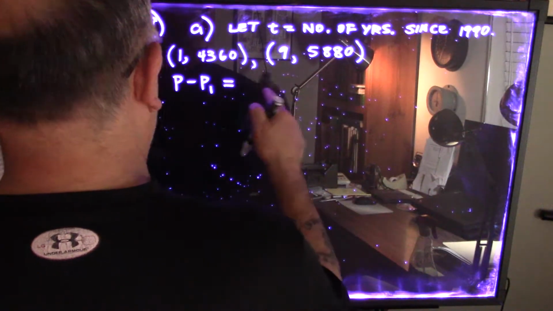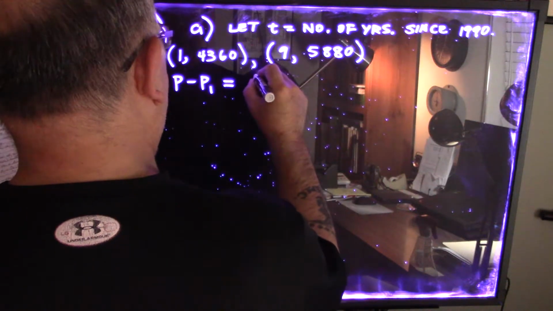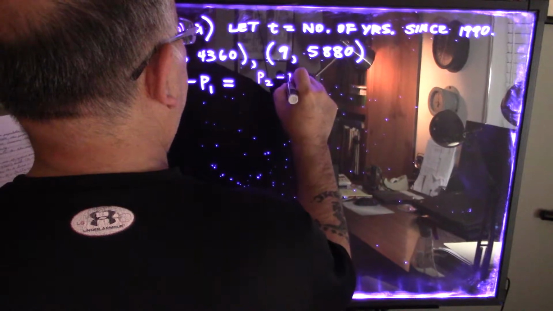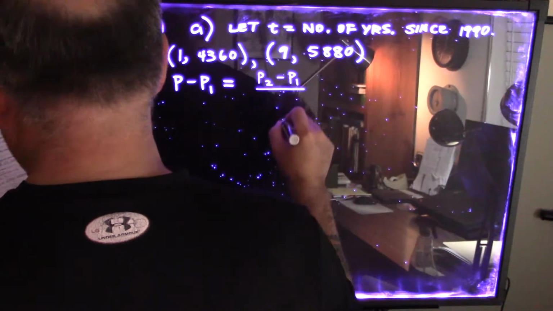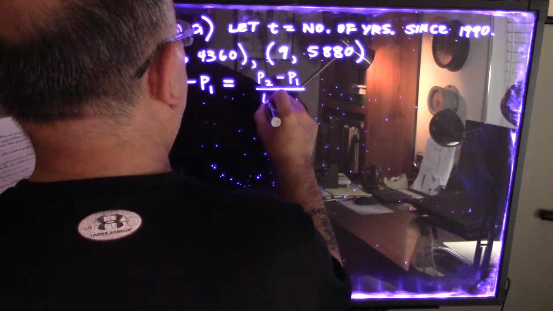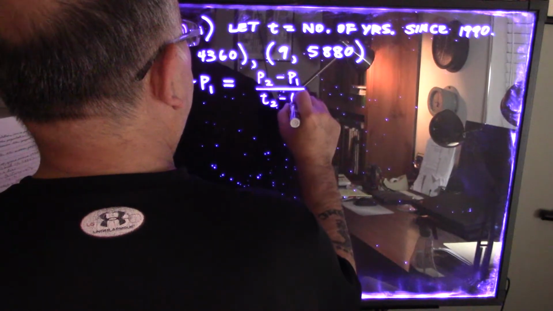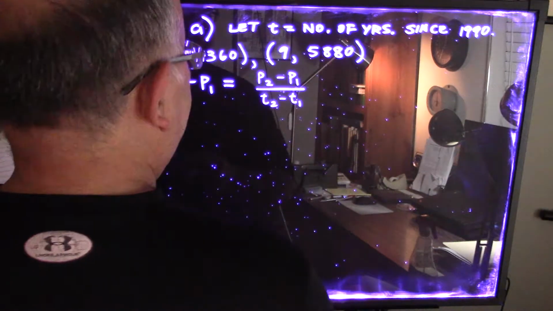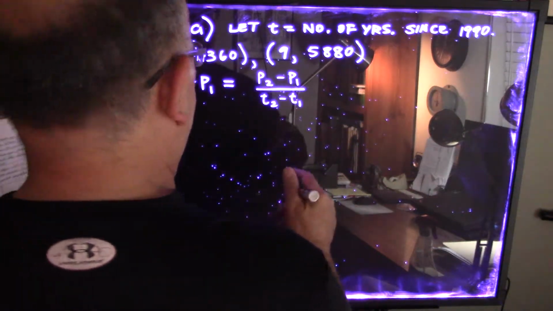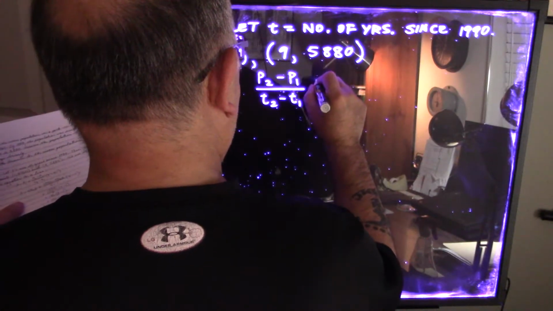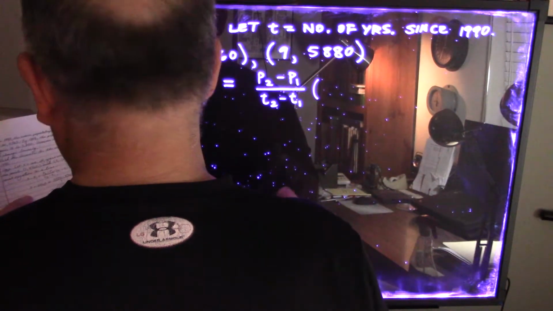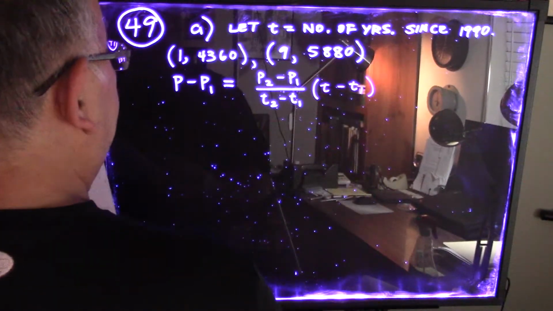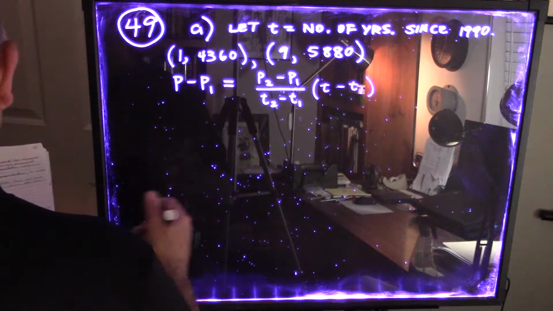Okay, so we've got P minus P1 equals, and capital P's here, P2 minus P1. And here we're dealing with t's now, t2 minus t1, lowercase. Time is often used in lowercase. Capital T's often represent temperature. That's just the custom. And then we've got t minus t1 here. So there's our 2-point equation for a line using p's and t's.